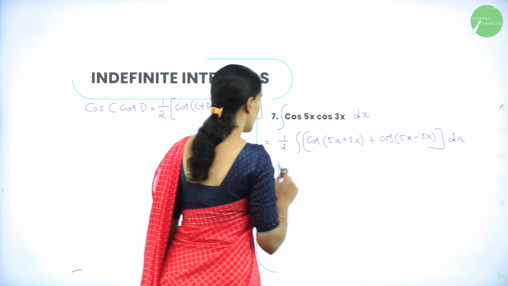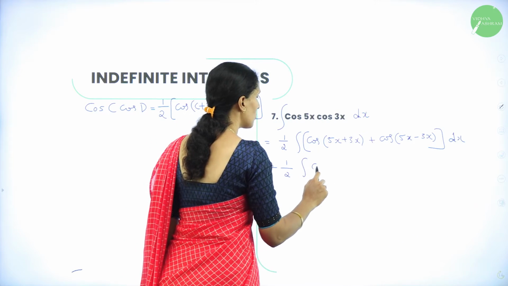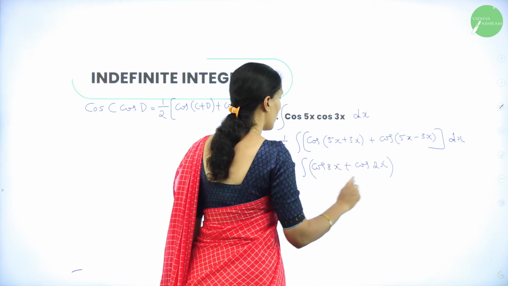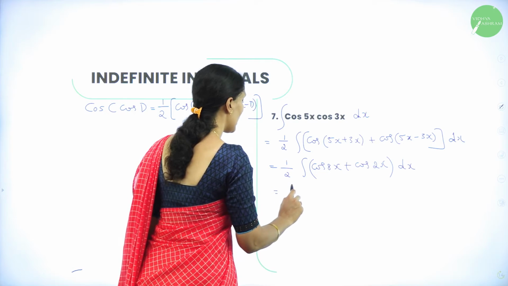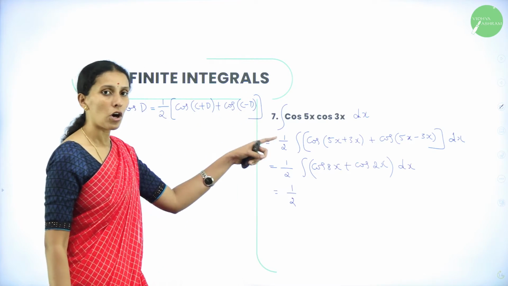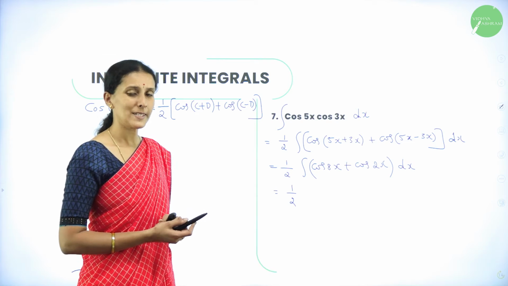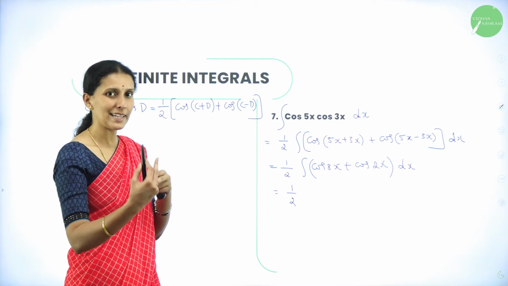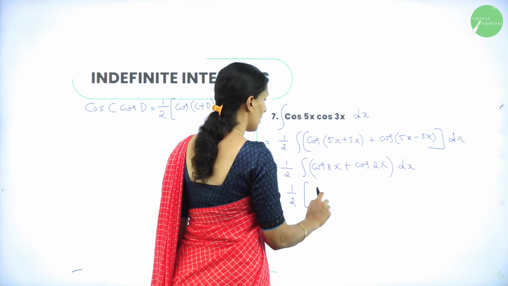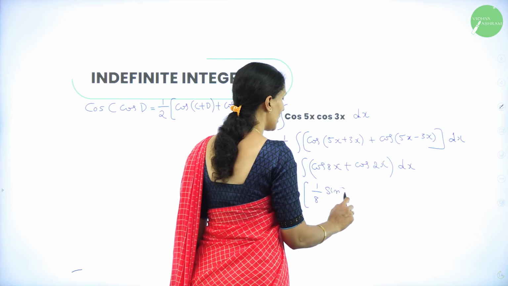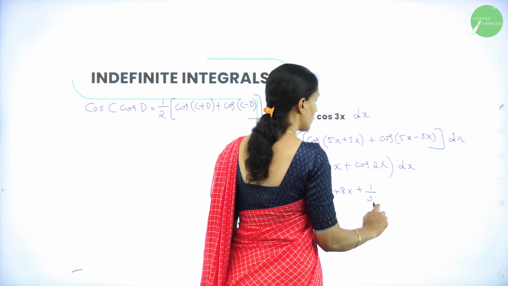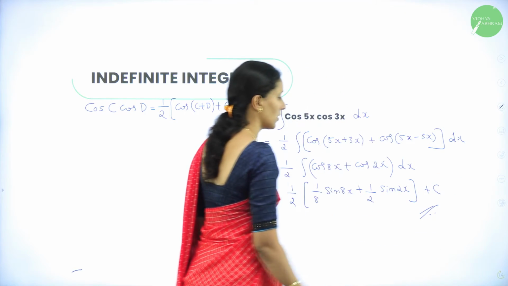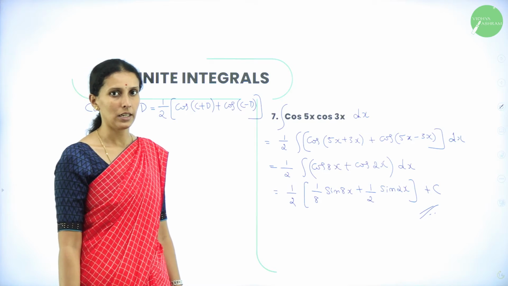into dx, which becomes half integration of cos 8x plus cos 2x into dx. I'll take half outside. So integration of cos (ax plus b) form is nothing but sin (ax plus b). Here b value is 0, we have only a. So I can write it as 1 by a sin ax. So this can be written as 1 by 8 sin 8x plus 1 by 2 sin 2x plus c. So this is the value of the given integral.